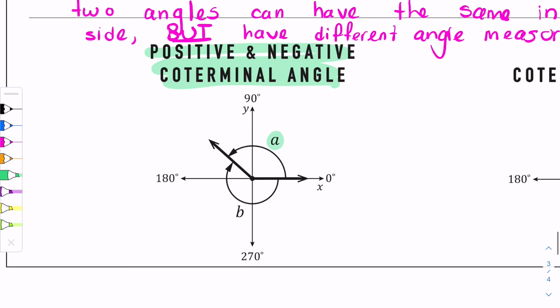So here we see angle A and we see angle B. For example, angle A could be 150 degrees, that's a positive number, and the opposite angle, or the negative angle, could be negative 210 degrees. Both of these angles, 150 and negative 210, have the same initial and terminal side. So the way to find that algebraically, if you want to, is to subtract 360 from 150.